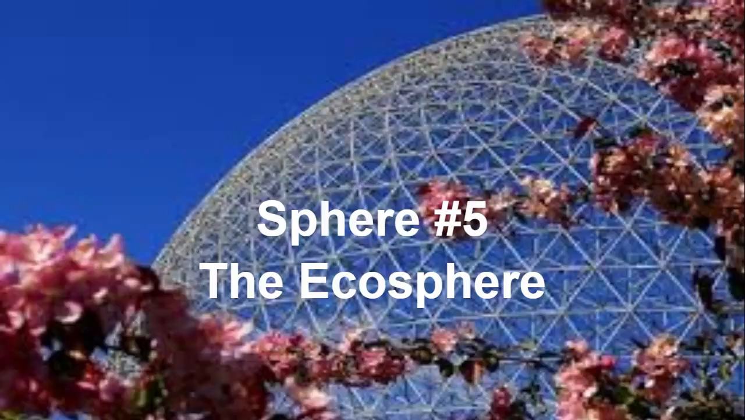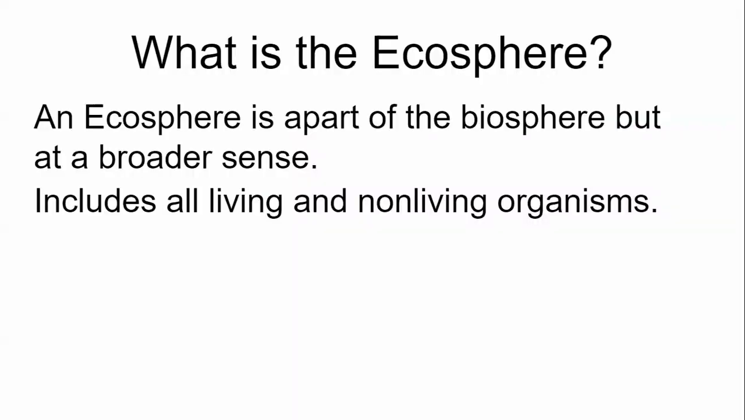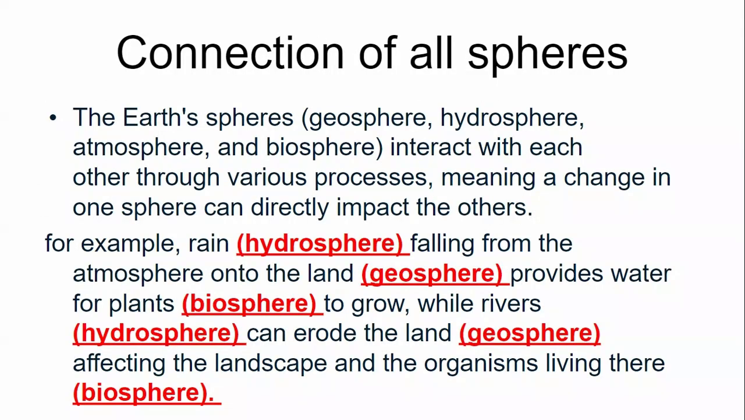Sphere 5, ecosphere. What is an ecosphere? An ecosphere is a part of a biosphere, but in a broader sense. So this includes all living and non living organisms. All spheres have some type of connection or interaction. So what happens to one sphere affects another. For example, deforestation. If we cut down all the trees in the rainforest, you have no wildlife. No wildlife means no food or medicine for people. Thus, this may lead to starvation.